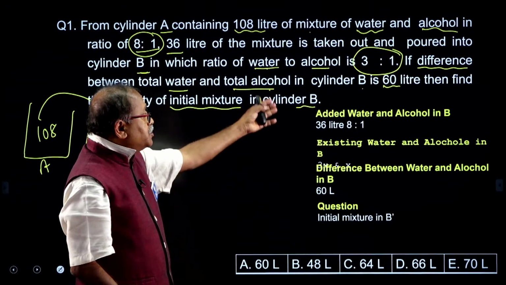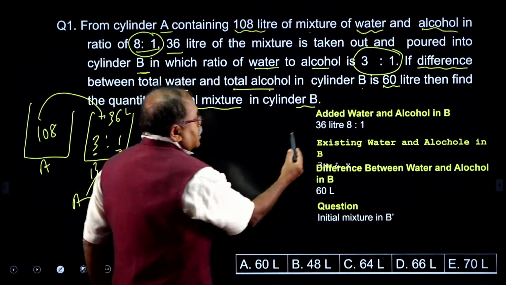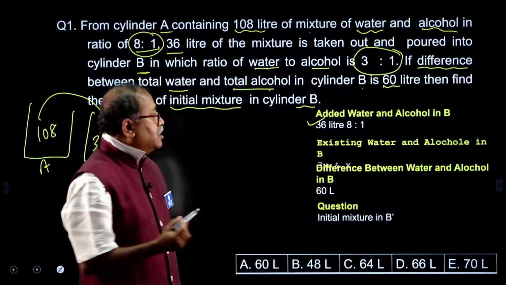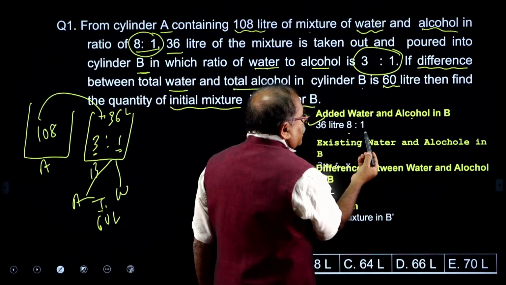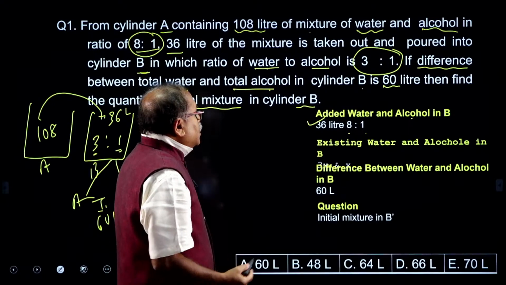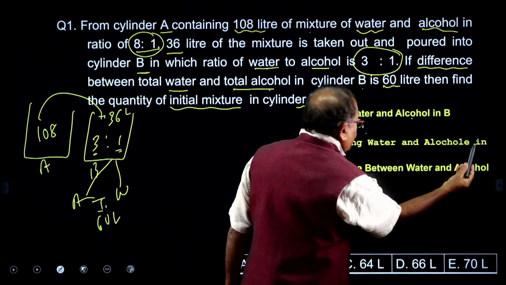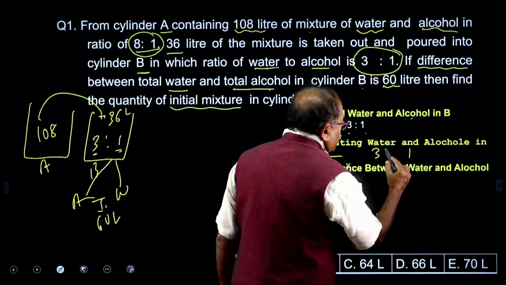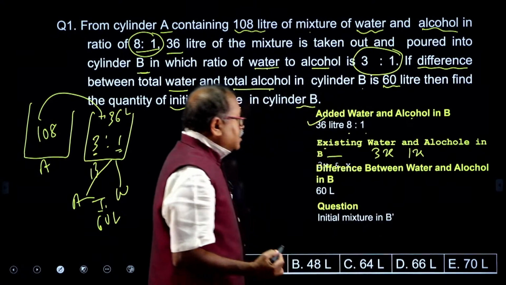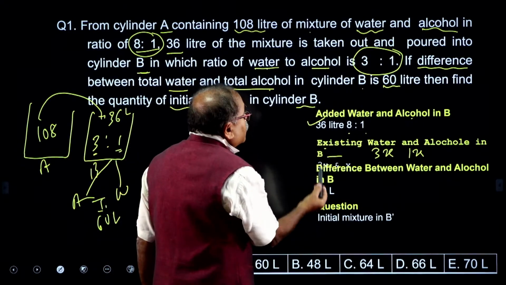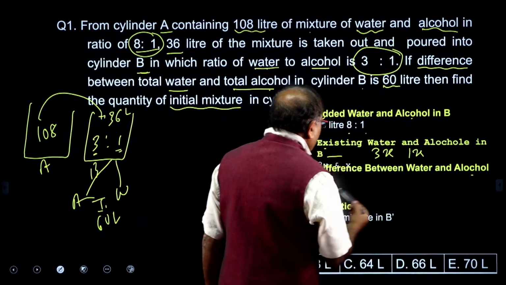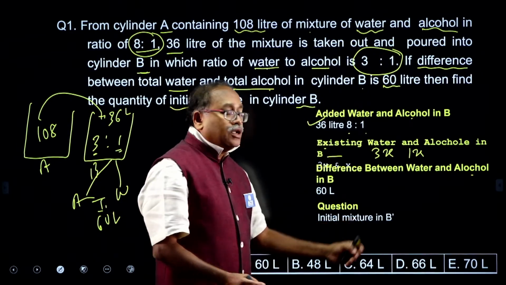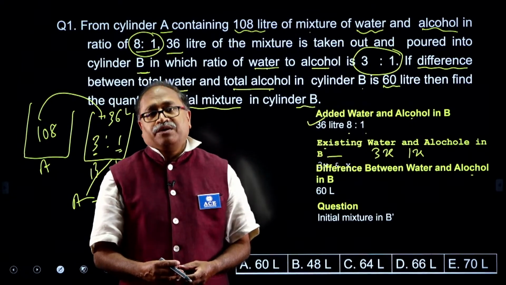That means these facts are given to us: in cylinder B you are adding 36 liters of a mixture of water and alcohol, in which the water is 8 parts and the alcohol is 1 part. Now, the existing water and alcohol in B is in the ratio of 3:1. I can consider that 3x and 1x over here. We are also given that the difference between water and alcohol in the final mixture in B is 60 liters. You are asked to find out the initial quantity of B.